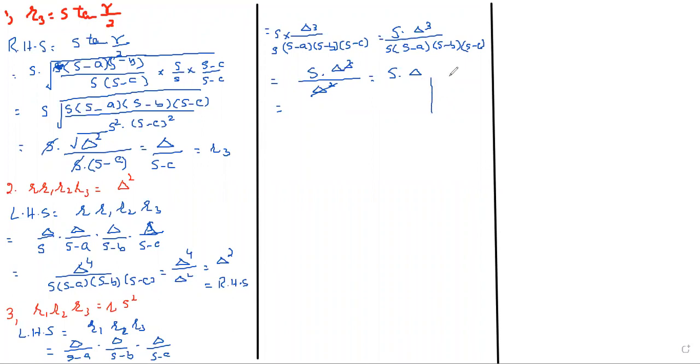Okay. Because R is equal to delta over S. So delta equals R times S. Just put the value here. So we have S times RS. So this will become RS square. This is our required answer. Okay. Now just come to the next point.